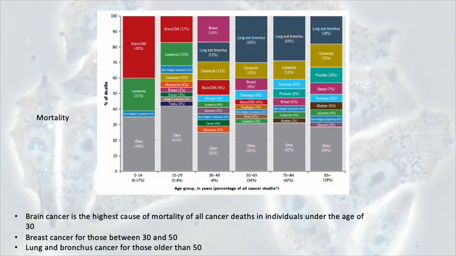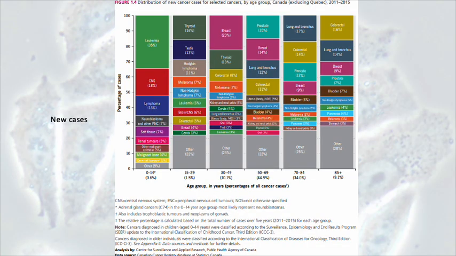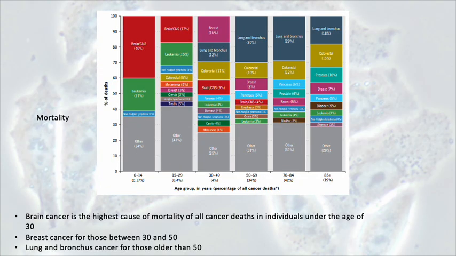Now, the previous one showed, so this chart here that I just showed you showed new cases, so incidences of cancer development. And this chart here shows mortality, so a bit different from the last one. Here, when we look at mortality in this age, we see that leukemia, even though it was the most commonly diagnosed, it is not the most deadly. So in individuals aged 0 to 14, brain or central nervous system cancers are more deadly for this age group or have the highest cause of mortality.